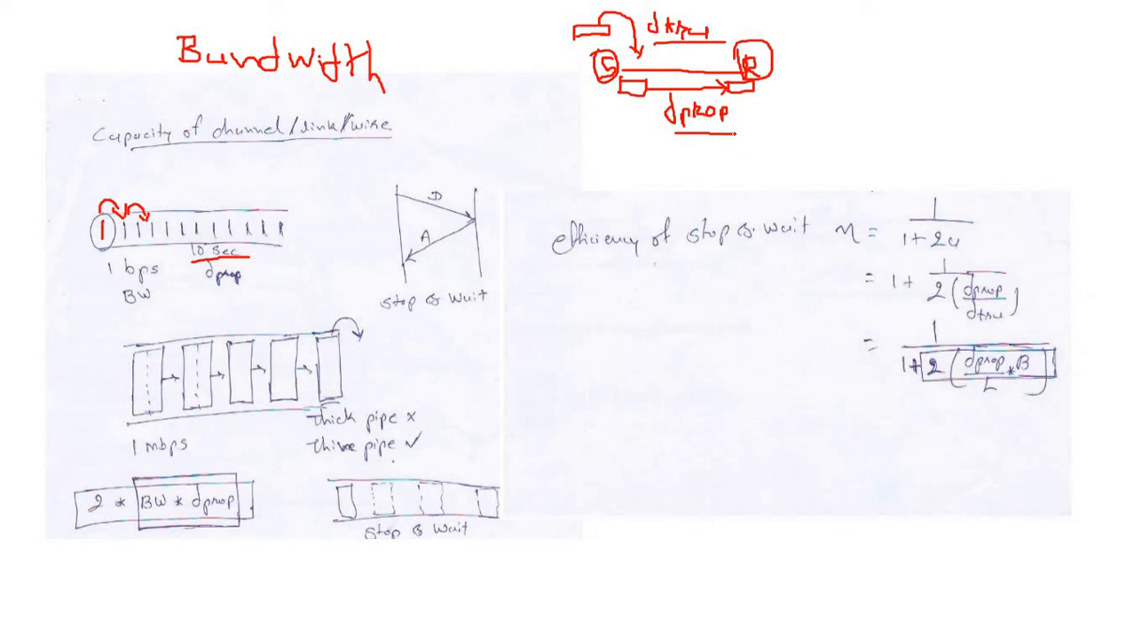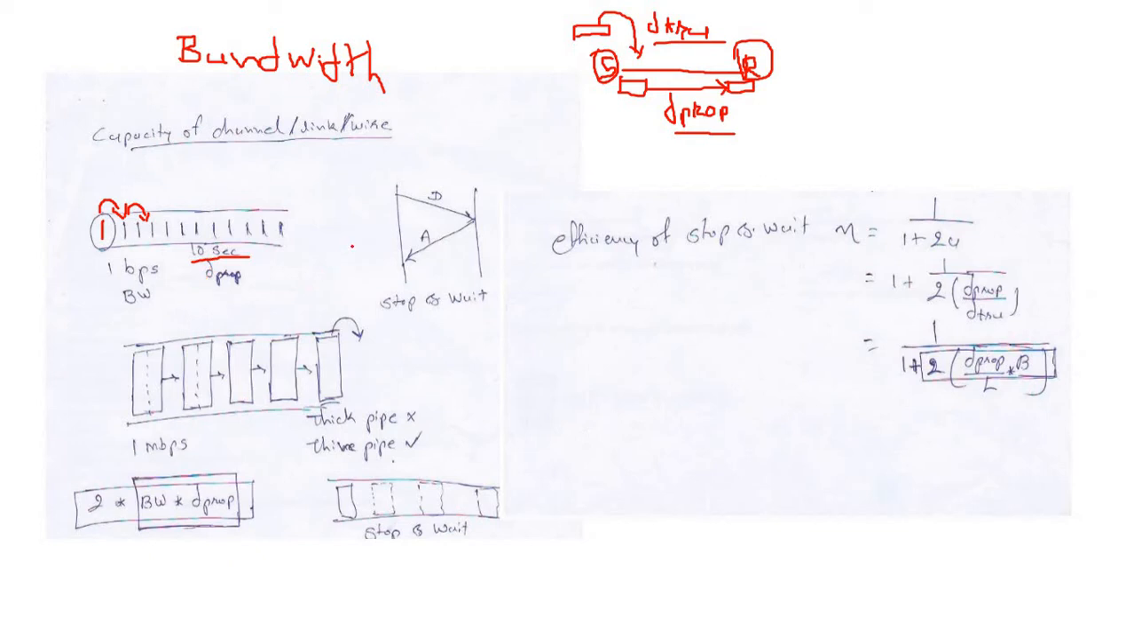propagation delay. So suppose the propagation delay is 10 seconds, so we are able to send 10 bits, because our bandwidth is 1 bit per second. So in a second we are able to send 1 bit. So if we have a 10-second propagation time, within 10 seconds we are able to send 10 bits. Get it? So that is the bandwidth of the channel.